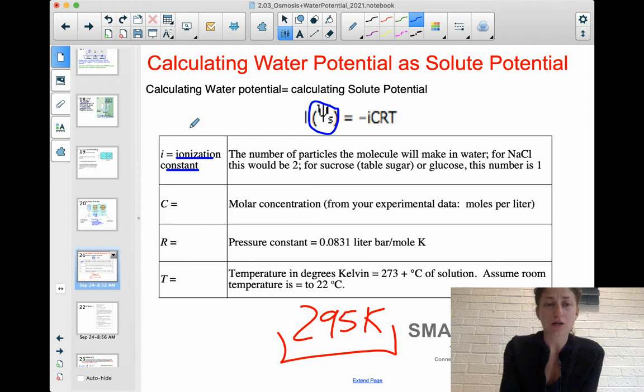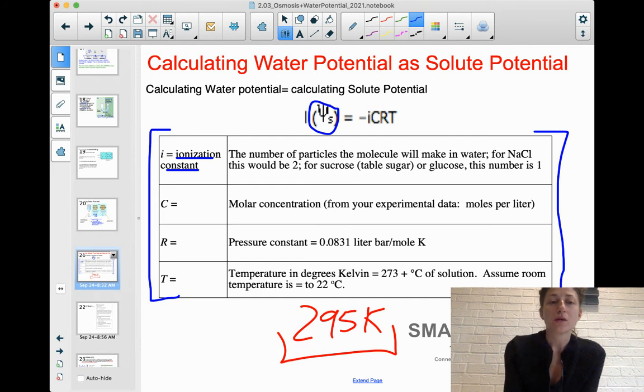You should press pause and make sure that you have this table in your notes, okay? Couple things to note. Your ionization constant is usually going to be the same. It's 1 for sucrose, okay? It is 2 for anything that dissociates in water, meaning it's going to actually act like 2 solutes. So NaCl, salt, is an example of that, okay?